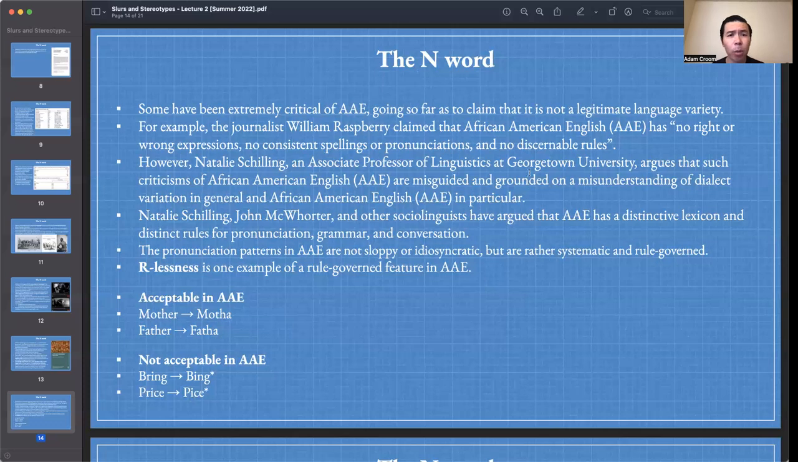Okay, and here we see that R-lessness is rule-based and not sloppy or idiosyncratic. Okay, so for example, William Raspberry is wrong here because William Raspberry says that there's no right or wrong expressions, right? You can just do whatever you want with R's in AAE, which is clearly false, right? So we see that acceptable applications of R-lessness in AAE would be, for example, flavor instead of flavor, or father instead of father, or mother instead of mother. Okay. But what's not acceptable is bing instead of bring, or price instead of price.